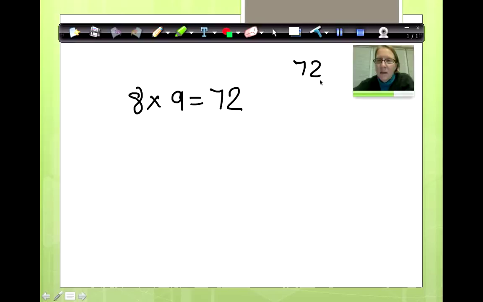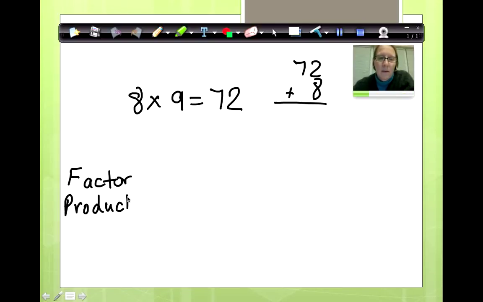Now, before we can move on to our homework, we need to talk about some math problems. So let's use this. 8 times 9, 72. Before we start, let's talk about some things. Let's talk about some words. Okay? So, we need to know what a factor is today. We need to know what a product is. And we need to know what a sum is.